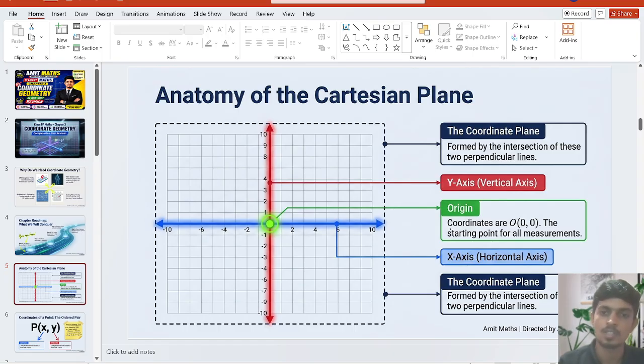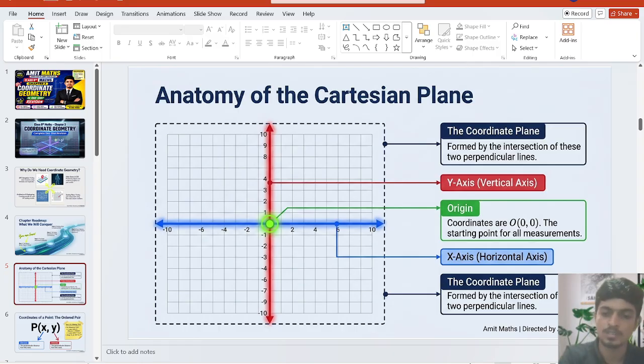The vertical line is the y-axis. Origin: the point of intersection of the x and y axes is known as the origin. Its coordinates are the ordered pair (0, 0). This is the starting point of all measurement. The horizontal line is known as the x-axis. The coordinate plane is formed by the intersection of these two perpendicular lines. I hope it is clear to you.